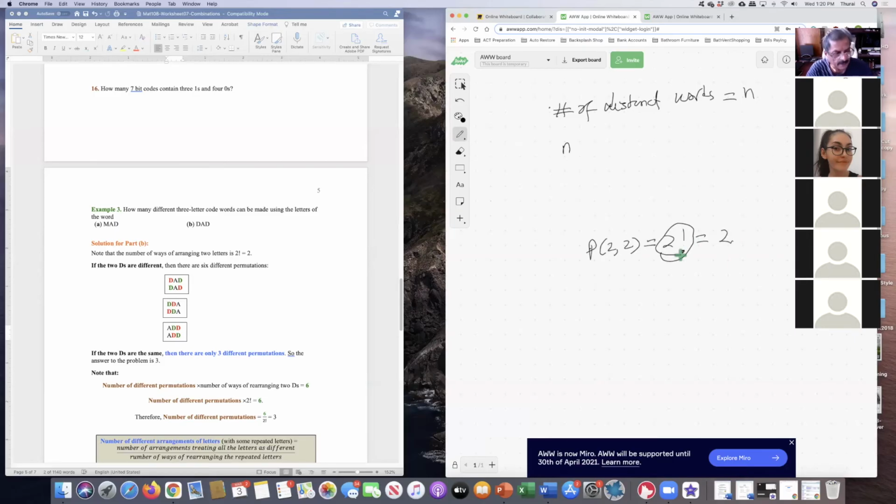So there are 3 boxes here, right, which represent 3 different words. Those 3 different words, within each one, if you rearrange the 2 D's and consider them as different, then you get the 6, the full number 6.